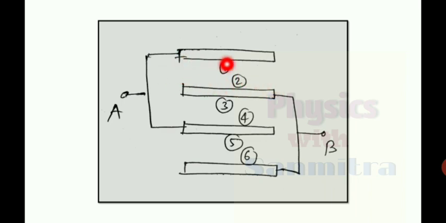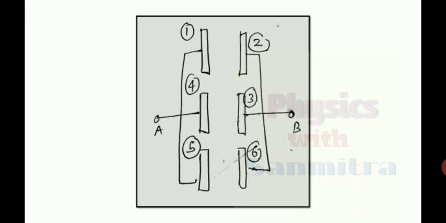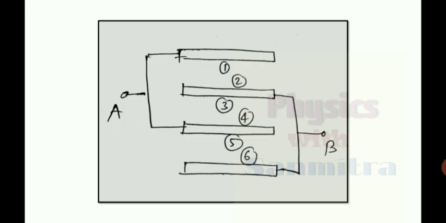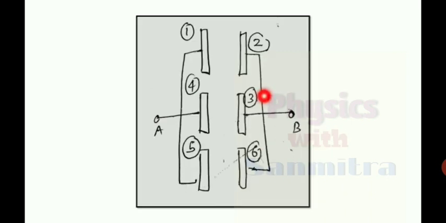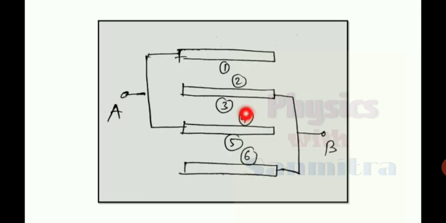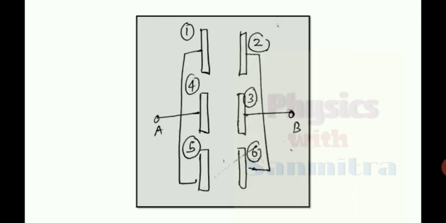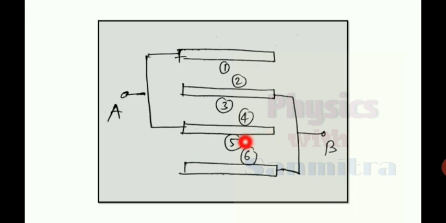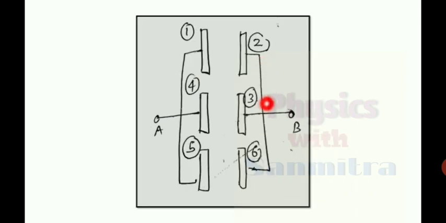See, this 1, 4 and 5 are connected to A. So I will draw 3 plates, 1, 4 and 5, name them and connect them to A. Just opposite to 1, I will write 2 here. This 2 forms a capacitance pair. Opposite to 4 I have drawn 3 here. Then opposite to 5 I will draw 6 here. Then 2, 3 and 6 are all connected to B.